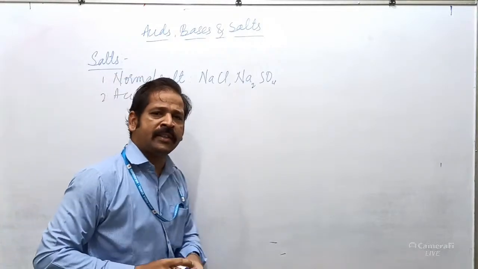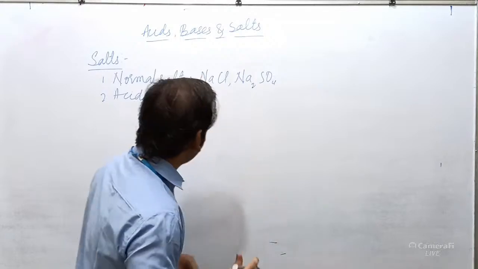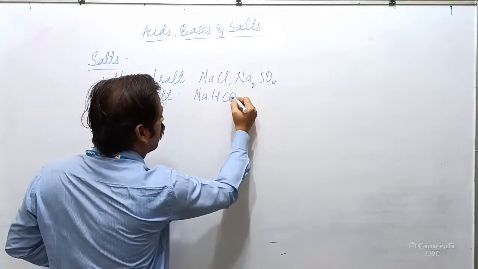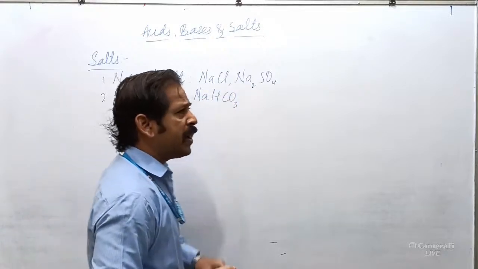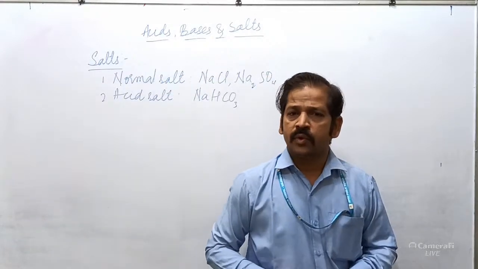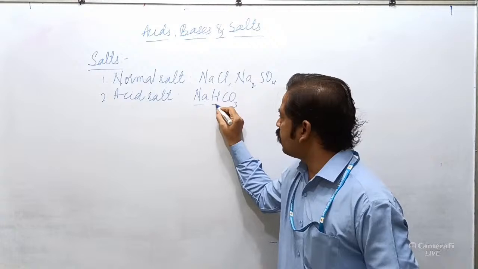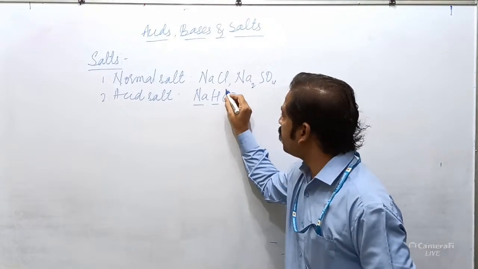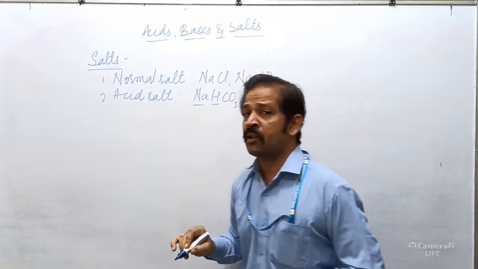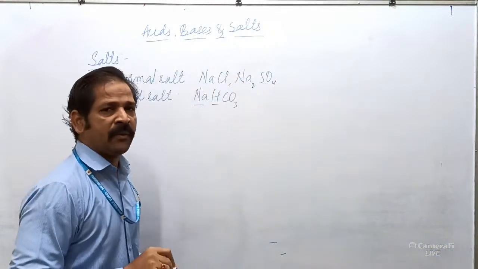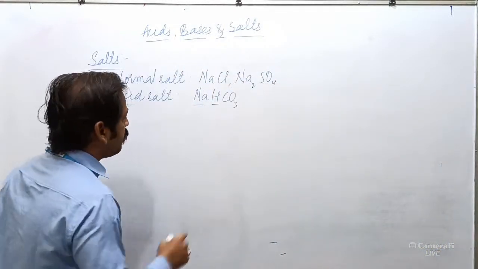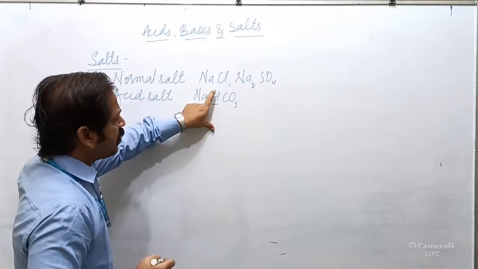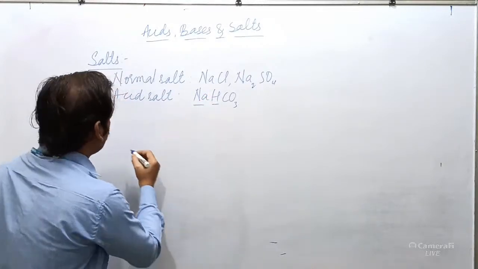The second salt is acid salt, and its example is sodium bicarbonate. In sodium bicarbonate, hydrogen is not totally replaced; it is a partial replacement of hydrogen. Only partial replacement will be there, not complete. Partial ionization will be there, and so it is called acid salt.